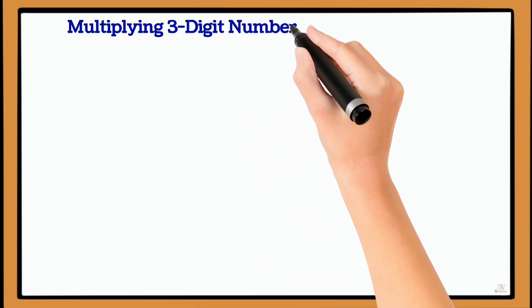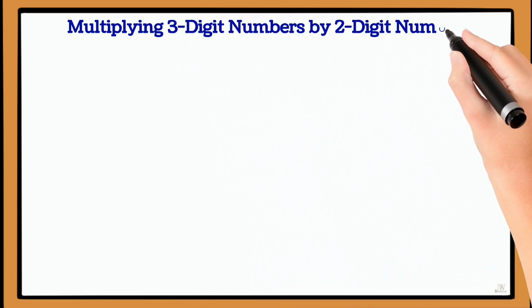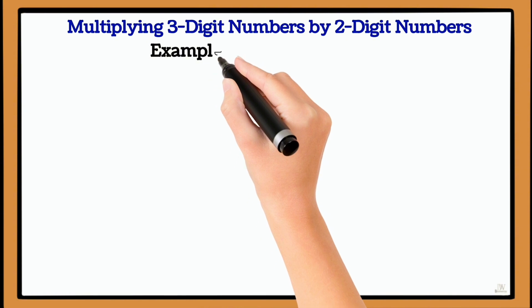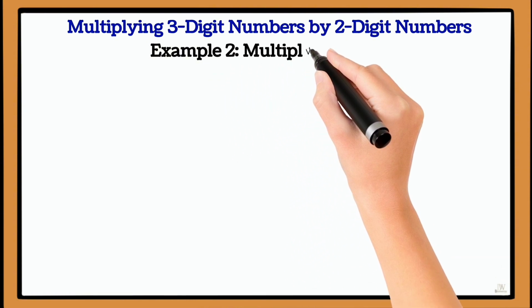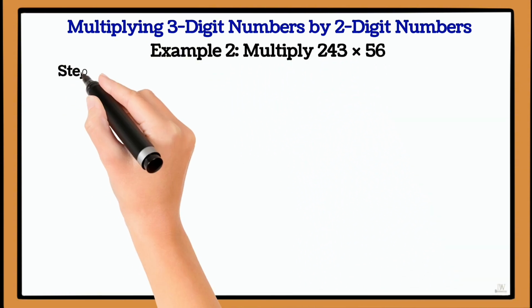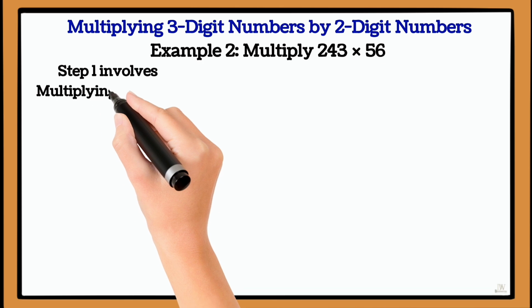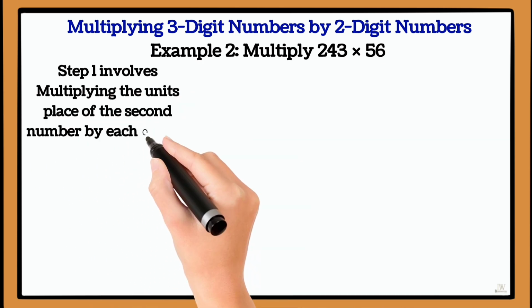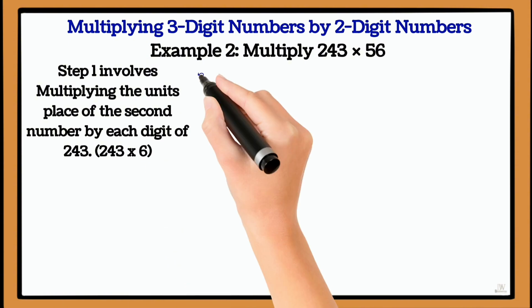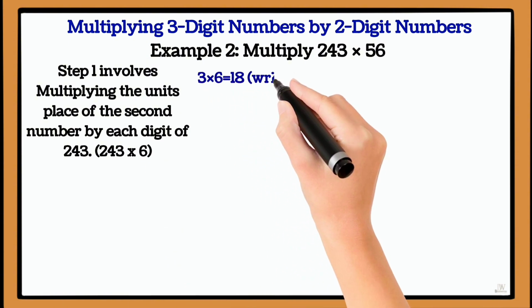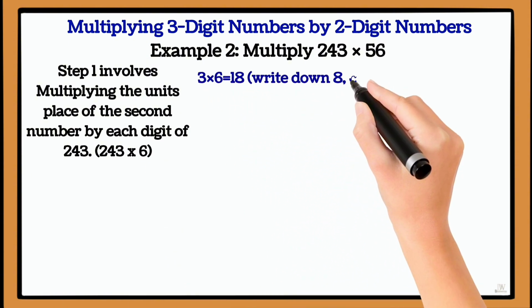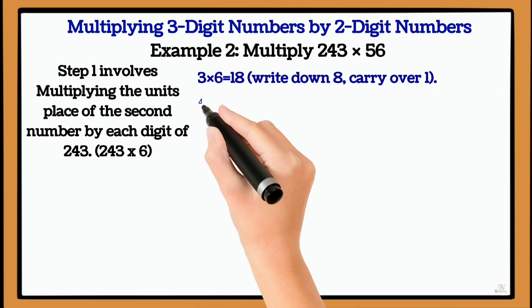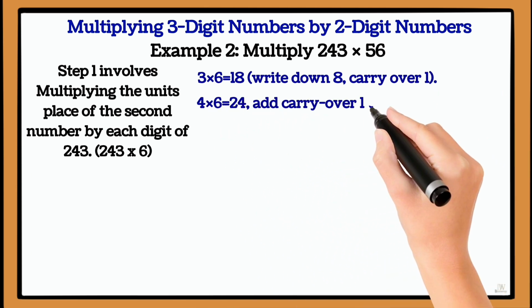Multiplying 3-digit numbers by 2-digit numbers. Example 2, multiply 243 by 56. Step 1 involves multiplying the units place of the second number by each digit of 243. 243 by 6. 3 times 6 is equal to 18, write down 8, carry over 1.